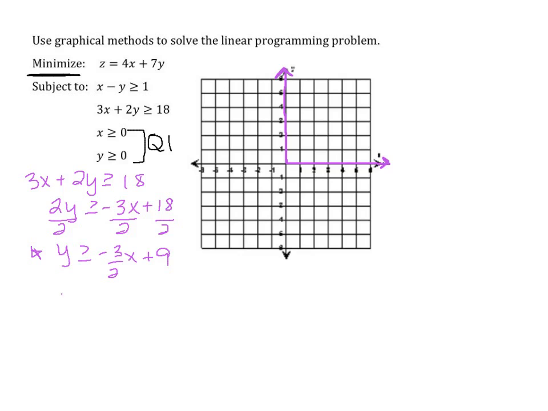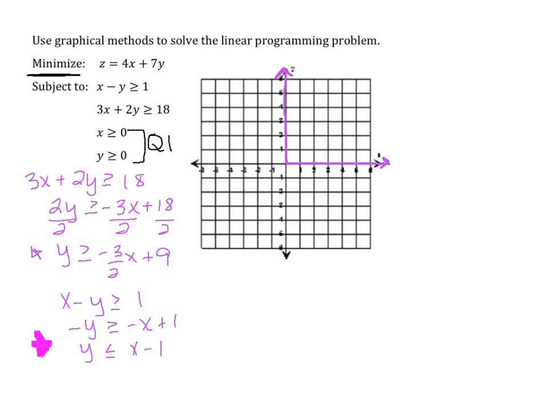And we also have to graph x minus y is greater than or equal to 1. So negative y is greater than or equal to negative x plus 1. Here we're dividing by negative 1, so we have to reverse our symbol. So y is less than or equal to x minus 1. So let's graph these. We have to graph this one and the other starred one.